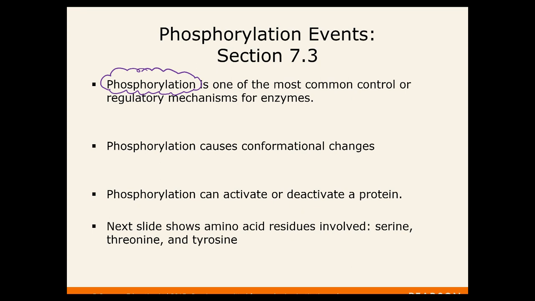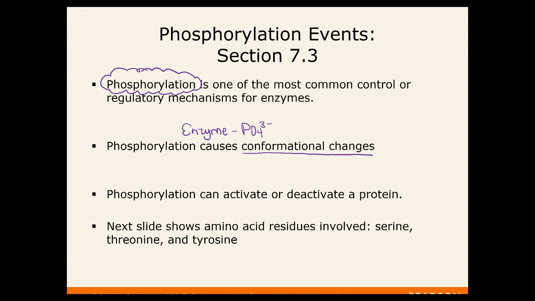Phosphorylation events are when that phosphate's transferred onto an enzyme. That's going to cause a conformational change. And the other thing that's really interesting is that phosphorylation events on an enzyme, in some cases, will activate the protein, and in others it deactivates. So sometimes it makes the enzyme more effective and other times less. And we're going to see examples of both.